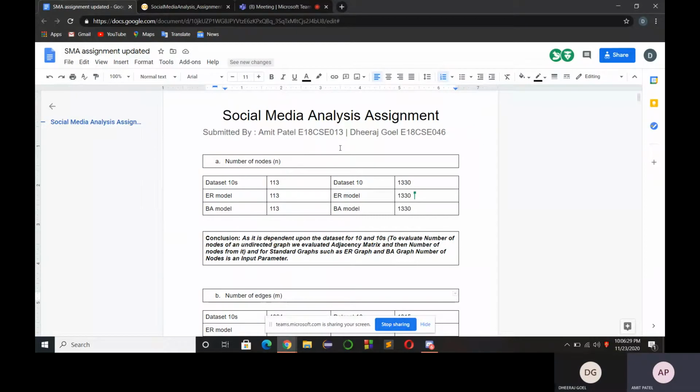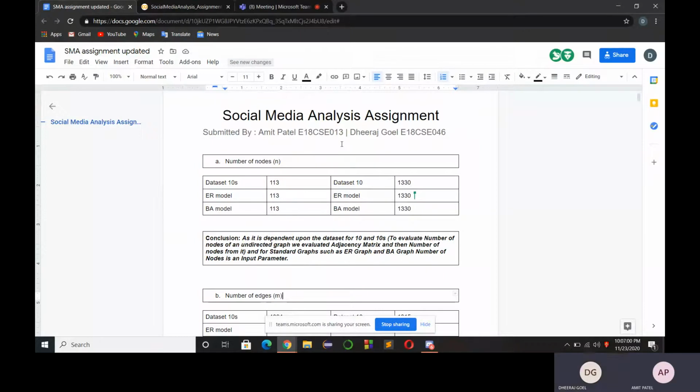Hello everyone, I'm Amit Patel, and with my friend Dheeraj Goel, we did an assignment on social media analysis in which we are provided with two unknown real world data sets, dataset 10 and dataset 10s. These data sets are compared with an Erdos Renyi graph model and a Barabasi Albert graph model with the same number of nodes as the initial data set.